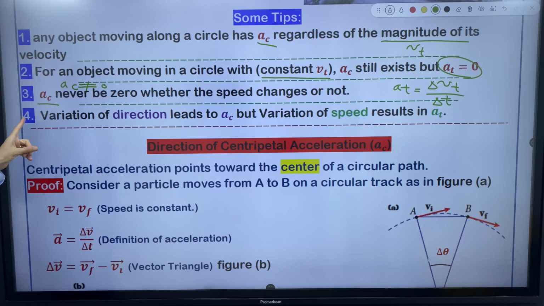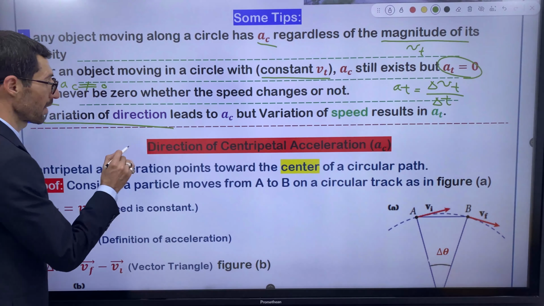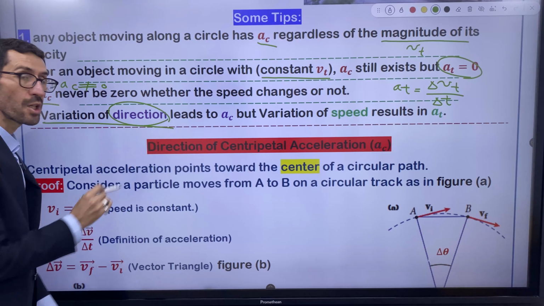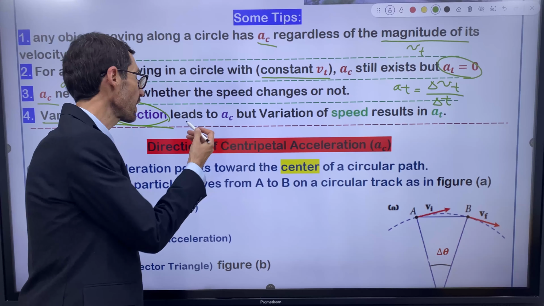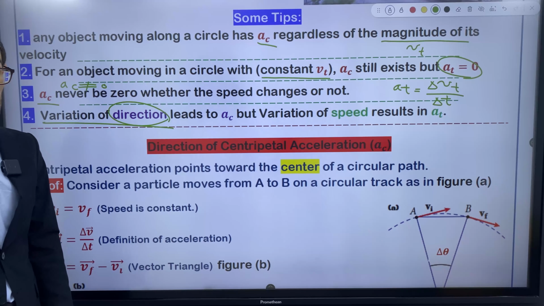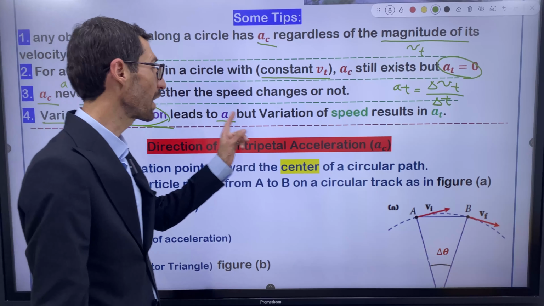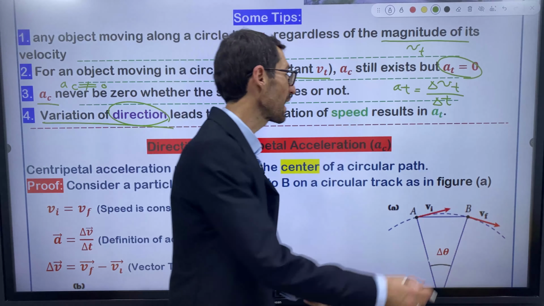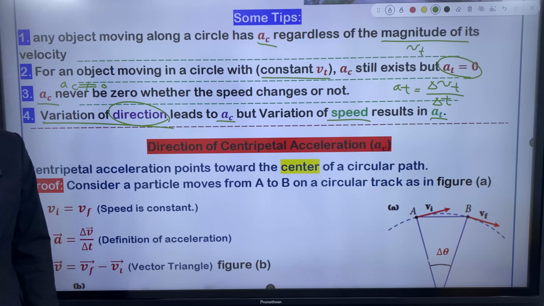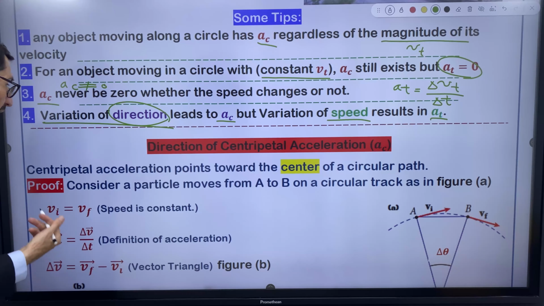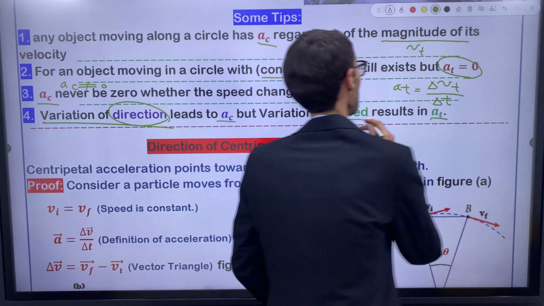Number 4: variation of direction leads to what? Change in direction of velocity leads to centripetal acceleration, but variation of speed results in AT. Variation of speed means increasing or decreasing velocity, speeding up or slowing down, right? The direction of centripetal acceleration is another subject. Let me explain it for you.